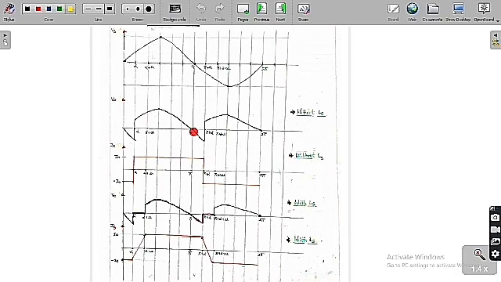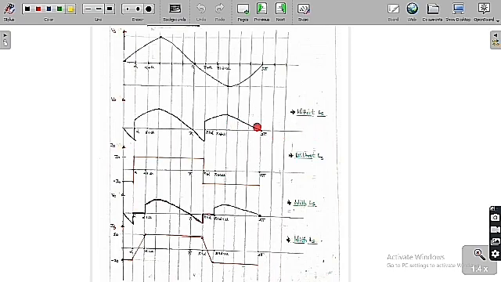If T1, T2 are triggered, the output voltage is equal to the source voltage, so it is going to follow the source voltage. Whereas from alpha plus pi to 2 pi plus alpha, we are going to trigger T3, T4, so they are going to turn on. So the output voltage is the negative of the source voltage in this region. T1, T2 conduct from alpha to pi plus alpha, whereas T3 and T4 conduct from pi plus alpha to 2 pi plus alpha. By this, this is the output voltage we are going to get.